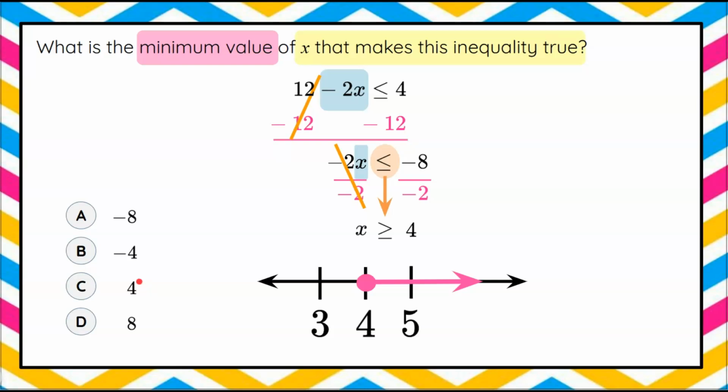Looking at my answer choices, I can see that that is answer choice C. Negative 8 and negative 4 are not part of the solution set. 8 is definitely part of the solution set, but it's not the minimum value. So 4, answer choice C, is the minimum value that makes this inequality true.